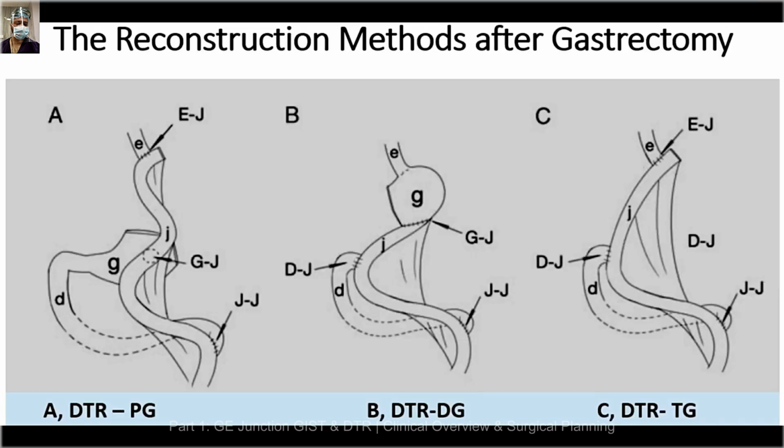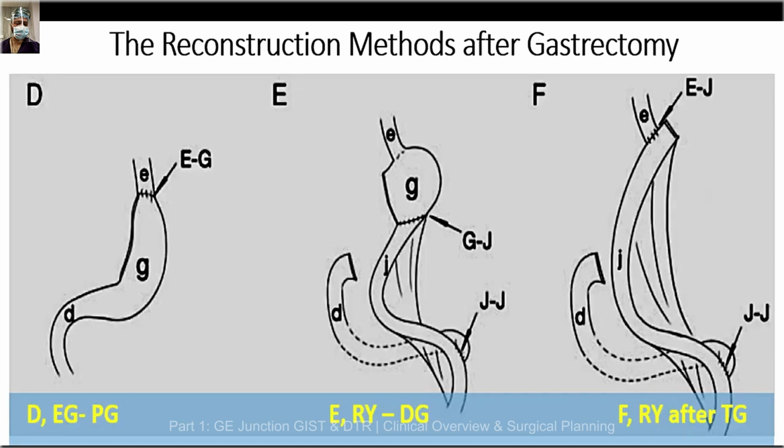So there are different reconstruction methods after gastrectomy. In diagram A, this is DTR after proximal gastrectomy, where esophagojejunostomy and jejunojejunostomy are shown. In diagram B, double track reconstruction after distal gastrectomy, we add duodenojejunostomy in this case. DTR is possible by esophagojejunostomy and duodenojejunostomy, and jejunojejunostomy is added for completion.